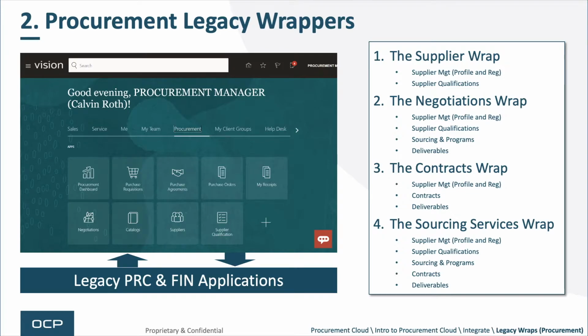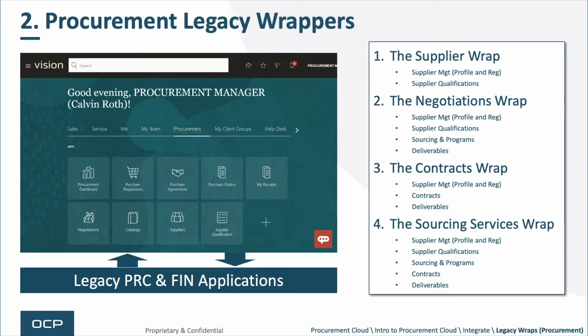So here are procurement legacy wrappers. They're divided into 4 components: the supplier wrapper, which is contained around supplier management, so profiles, contacts, supplier registration, and also supplier qualifications, which can include initiatives and assessments. There's the negotiations wrapper, which is largely sourcing, so take again, because you'll need the suppliers. So that's profiles, contacts, registration, obviously qualifications. Then deploying sourcing and programs, as well as the related deliverables.